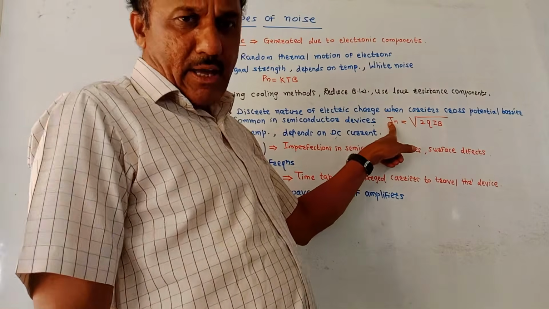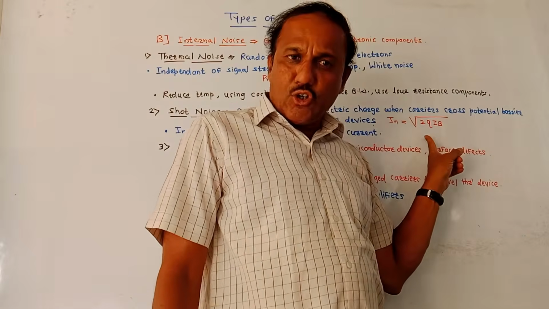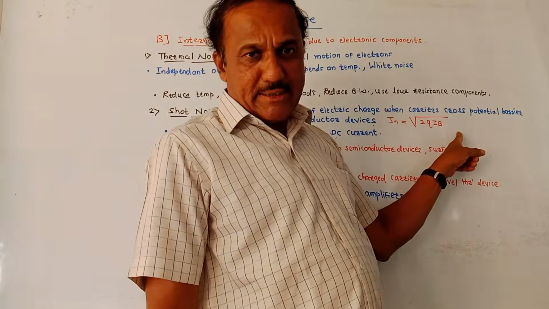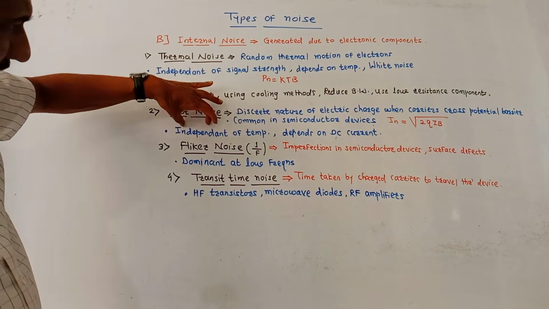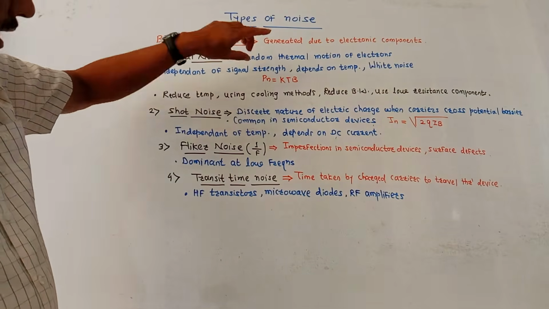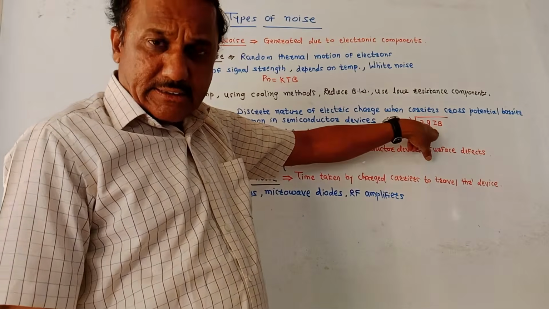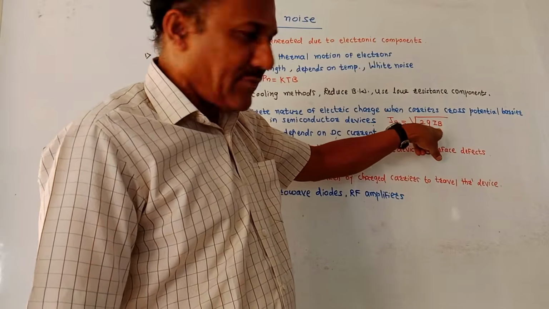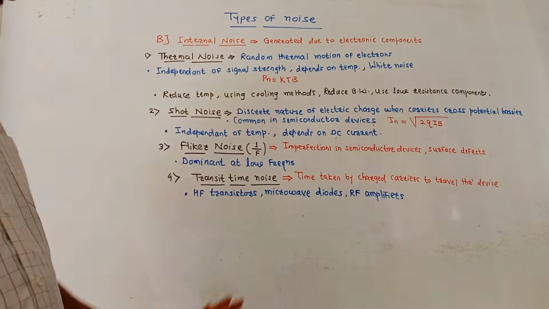Mathematically, it is given by In is square root of 2QIB. Q is the electron charge, I is the DC current, and B is again the bandwidth. So this type of shot noise is independent of temperature, and it depends on the DC current, as is clear from this equation. This equation contains I, so it is directly proportional to the DC current.